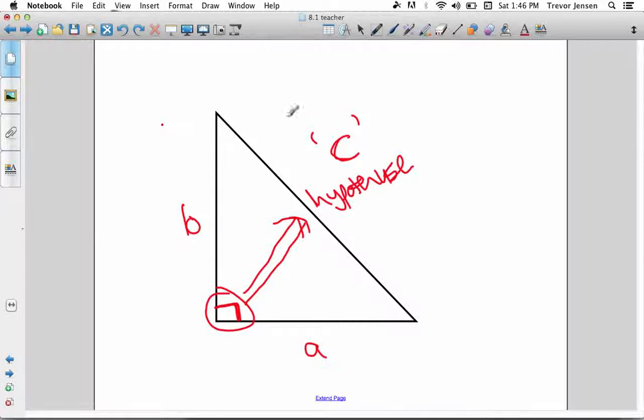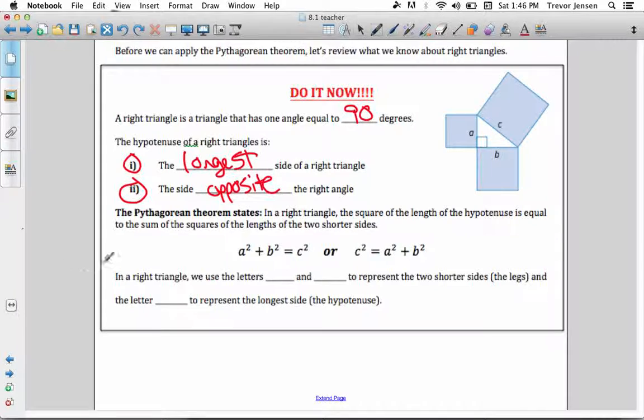Okay, and we call side C the hypotenuse, side A and side B are called the legs of a right triangle. So let me just fill in that information. That information will go down here. So in a right triangle, we use the letters A and B to represent the two shorter sides, or the legs, of a right triangle, and we use the letter C to represent the longest side, or the hypotenuse, of the right triangle. Okay, now what does Pythagorean Theorem tell us?